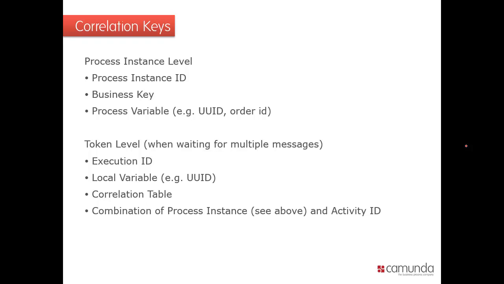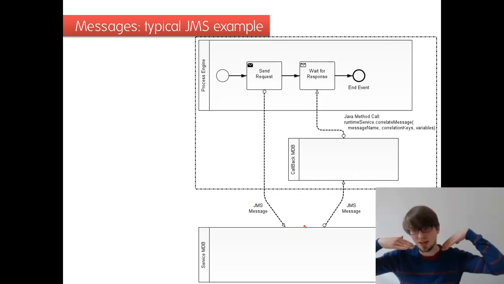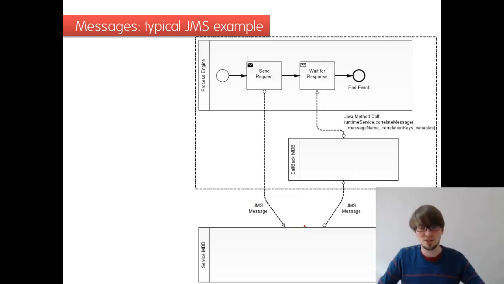You can use a business key or a process variable like a UUID. That's actually the best way to do it. For that single conversation, you create one unique UUID. So you create it and you send it, and then you can correlate with it. If you have to resend it, you create a new UUID, and you see that you will get duplicate messages and these kinds of things. So UUIDs are really cool here, if you can hand over a UUID to the other system.